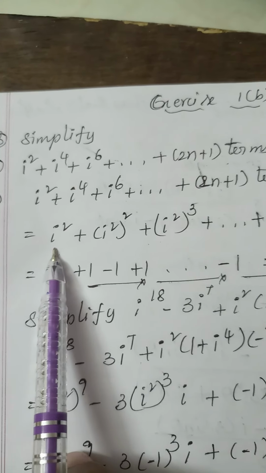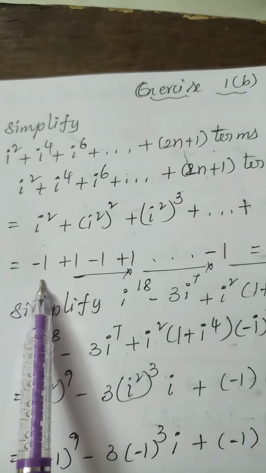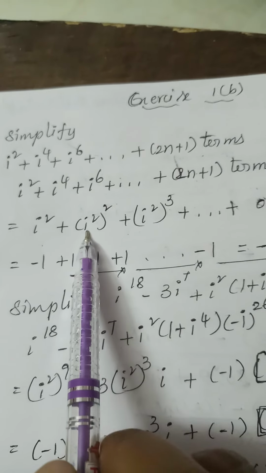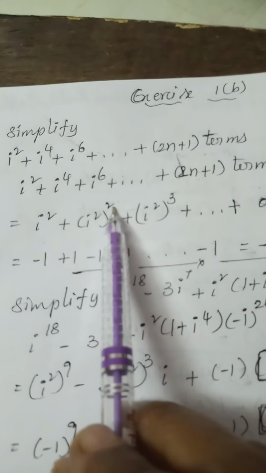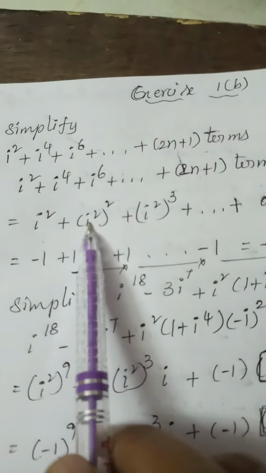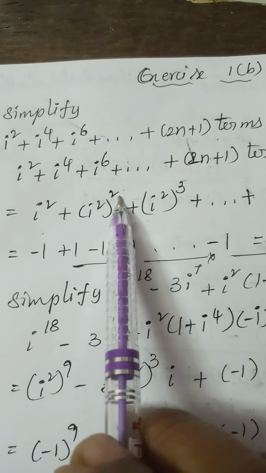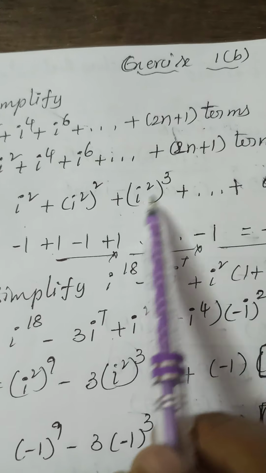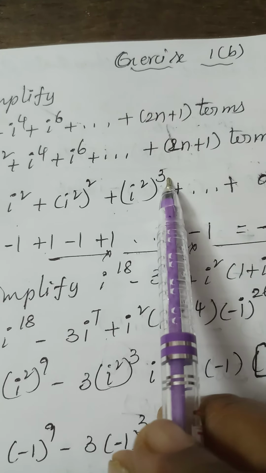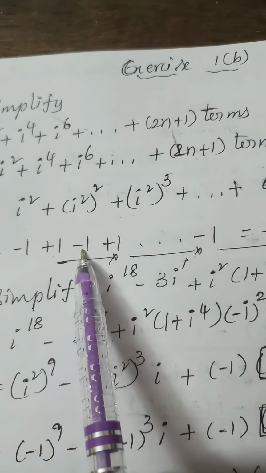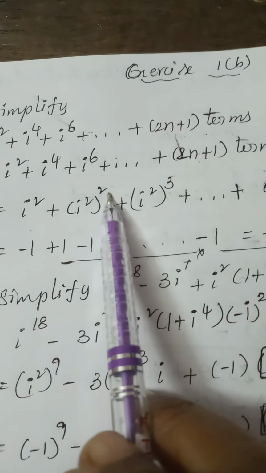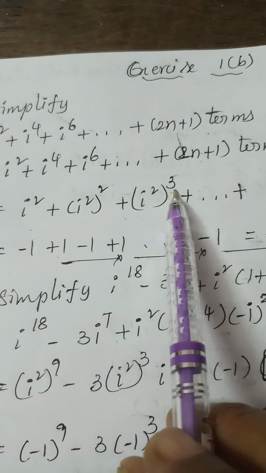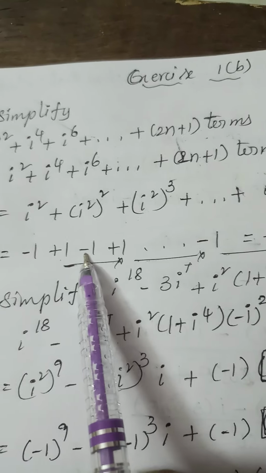And we know that i square value is minus 1. Here i square is minus 1. Minus 1 power 2, even number: minus 1 into minus 1 will become plus 1. Here i square, minus 1 power 3, is minus 1. With an even power we get plus 1, with an odd power we get minus 1.